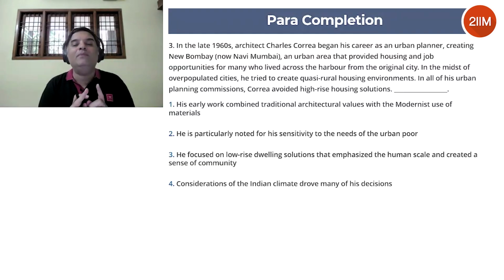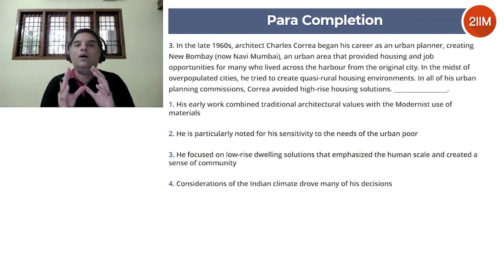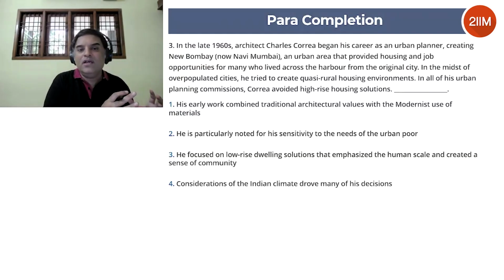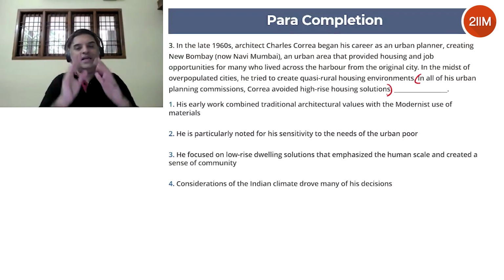In all of his urban planning commissions, Correa avoided high-rising solutions. So he was more inclined towards creating rural-style housing environments in urban areas, and because he was about rural-style housing environments, he avoided high-rising solutions. So it makes sense. Keep the discussion in mind. The sentence that's coming up after this has to be connected to the discussion in the paragraph, and most closely it should be connected to the preceding sentence. We'll consider the entire paragraph, but we'll focus most on the preceding sentence.